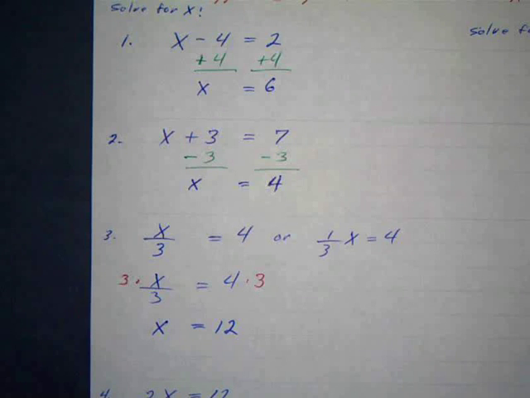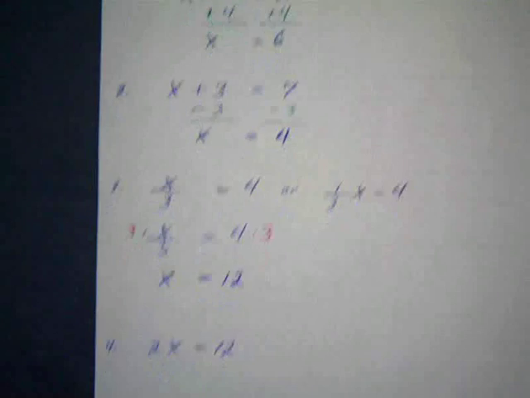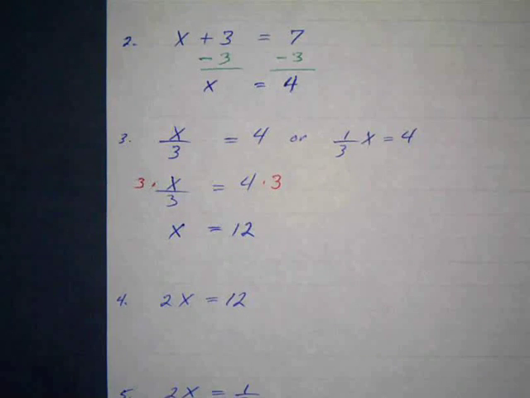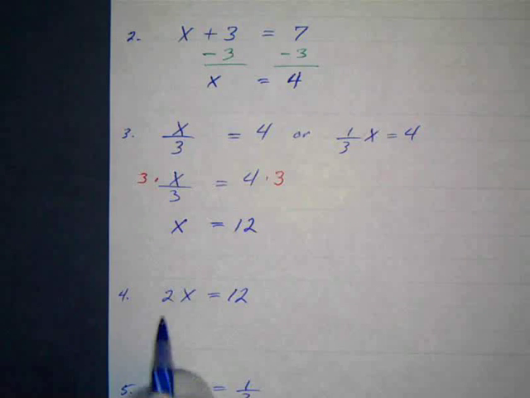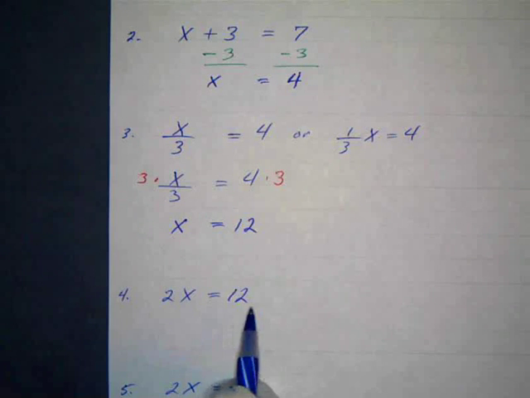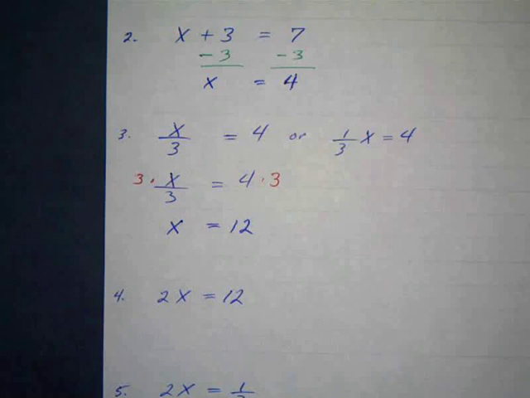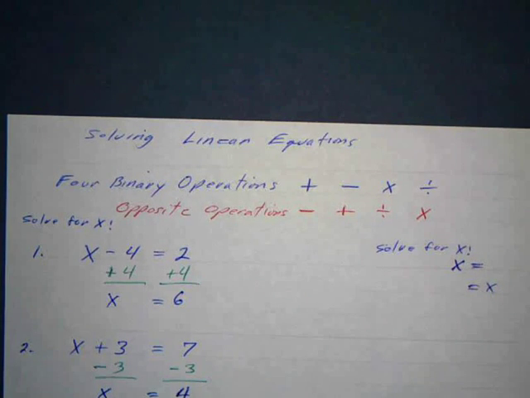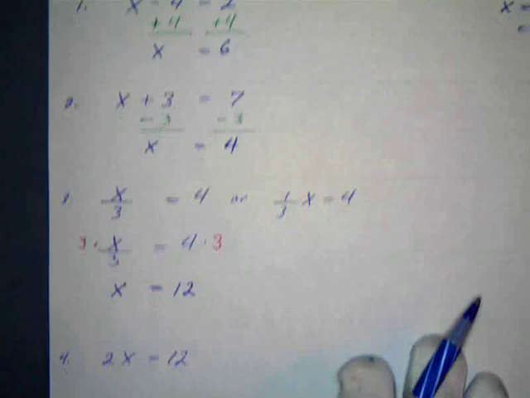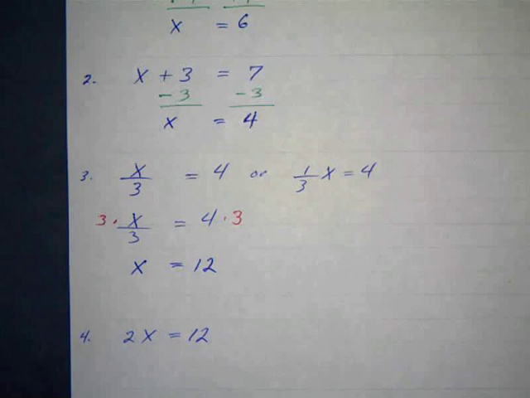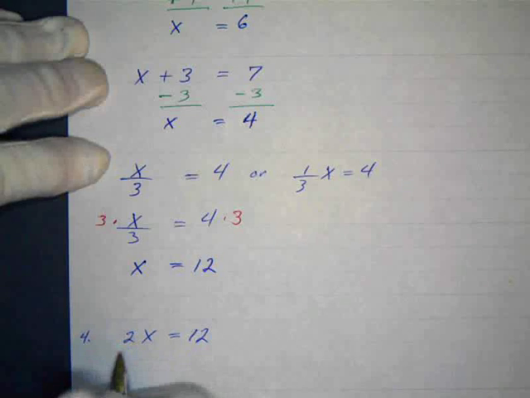And then number 4, if you were going to read this out, it would be 2 times x equals 12. I want to solve for just the x. I just want the x all by itself. So I have to remove the 2. The 2 is joined by multiplication. The opposite of multiplication is division. So that's what I'm going to do. I'm just going to divide both sides by 2.